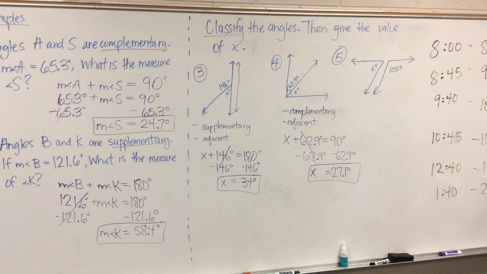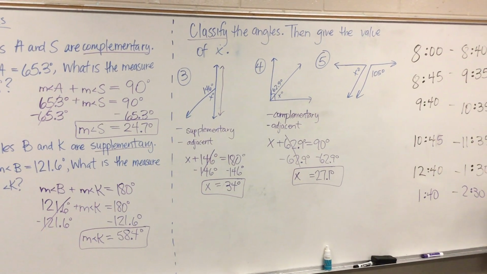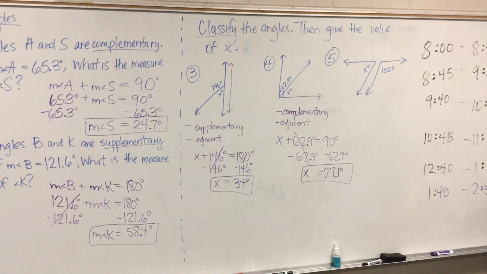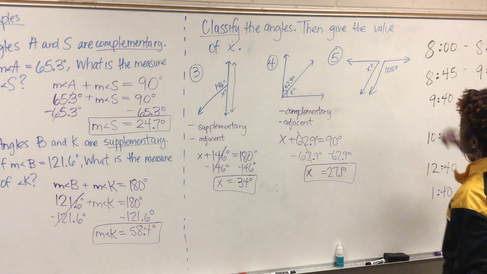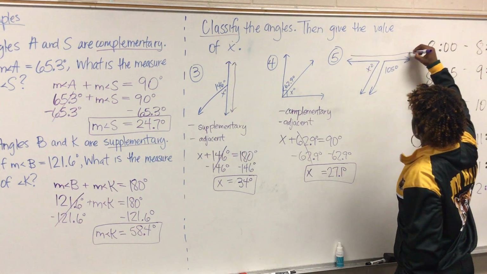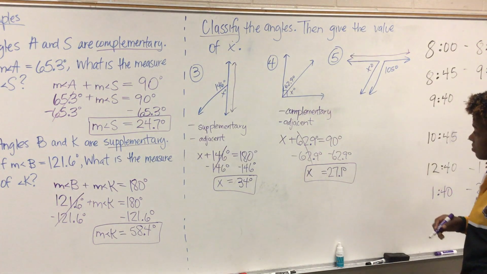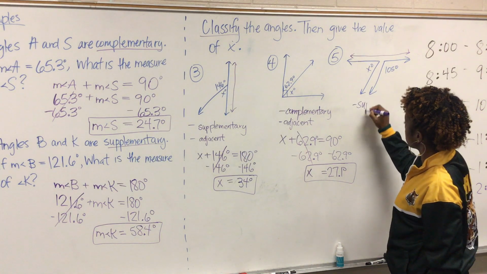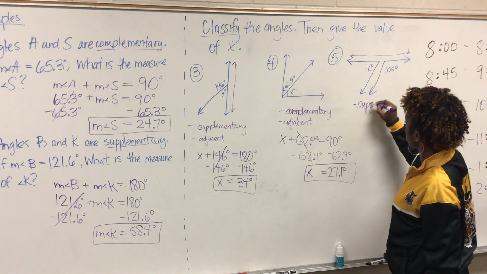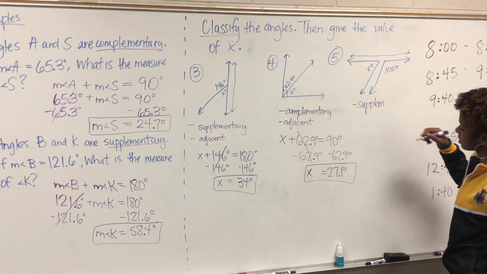One more problem. Number 5. When looking at these, they are not attached. However, if I still were to combine the measures of these angles, this will form a straight line. So these are supplementary. They equal 180 degrees. Remember, C comes before S, 90 comes before 180.